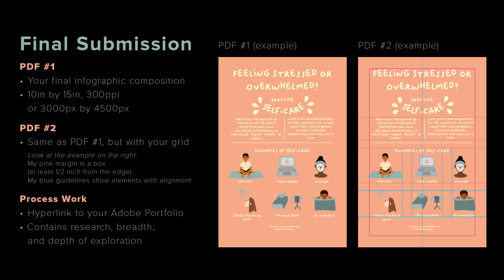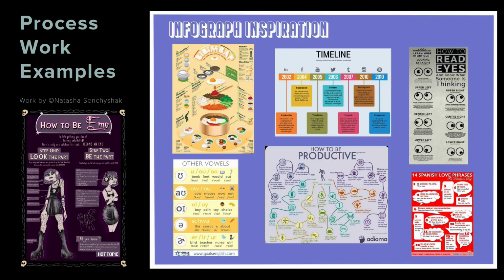Your Adobe portfolio contains all process work for this project. Copy the hyperlink into the comment section of your submission to Slate. Your process contains all your research for this project, breadth exploration, and depth exploration. Let's look at some of the student submissions as I describe what I expect to see in your process work. Research includes all images and articles you found for this project. Include examples of infographics that inspired you and gave you direction for your own design.